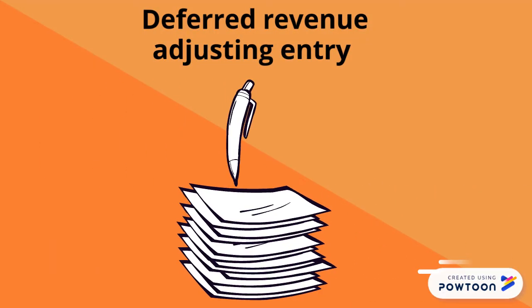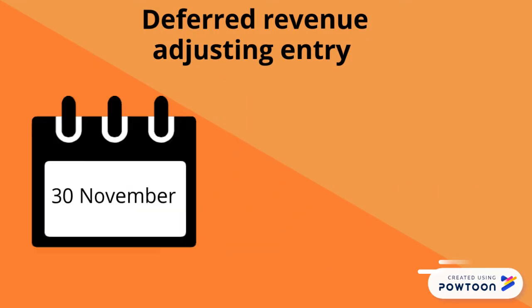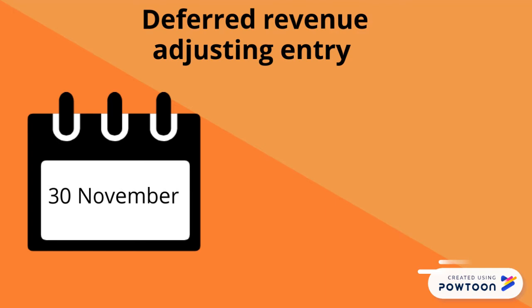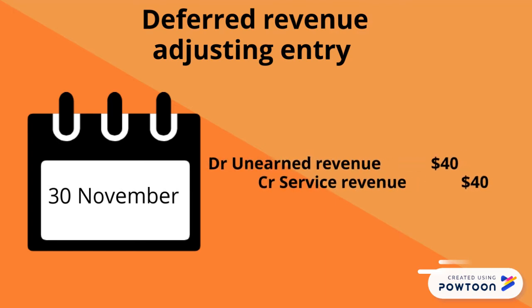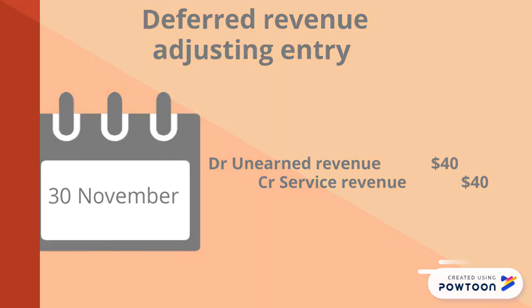Now let's say Netflix prepares its financial statements at November 30. The adjusting entry would debit unearned revenue for the amount of $40 and credit service revenue for $40, as Netflix has provided the service for 4 months and therefore earned $40 worth of service revenue, which can now be recorded.